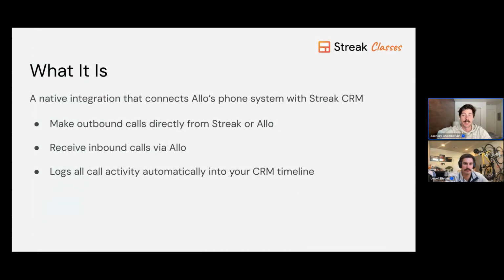What makes this so great is that it is Streak's first native integration that's connecting Allo, the phone system, directly to the CRM that you love inside of Gmail. It allows you to make outbound calls directly from Streak or in Allo. All you need to do is have a contact in Streak with a phone number connected to it, and you can make those calls directly from your Streak CRM. You can also receive inbound calls from Allo, and these calls will automatically log into the corresponding box in one of your pipelines.